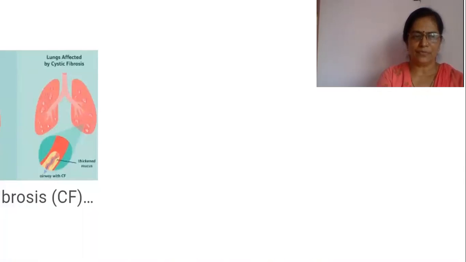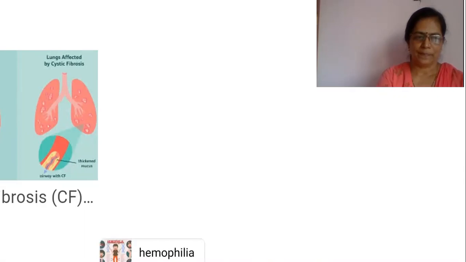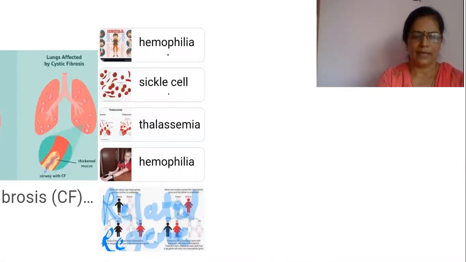There are different types of diseases. Many of the diseases depend upon the gene. For example, cystic fibrosis, hemophilia, sickle cell anemia, thalassemia. These are different diseases related to the gene. That is, the gene is responsible for these diseases.